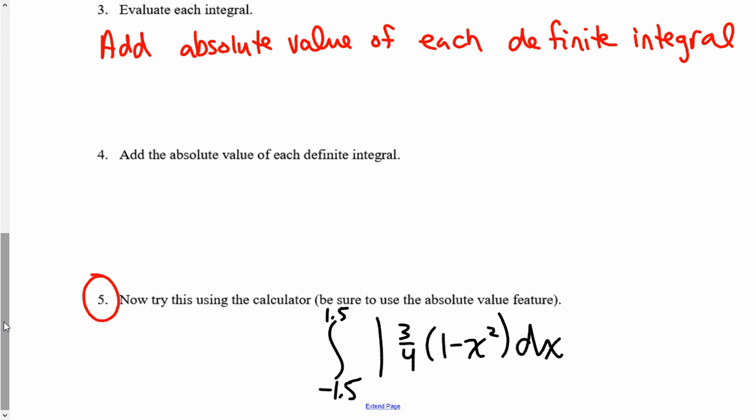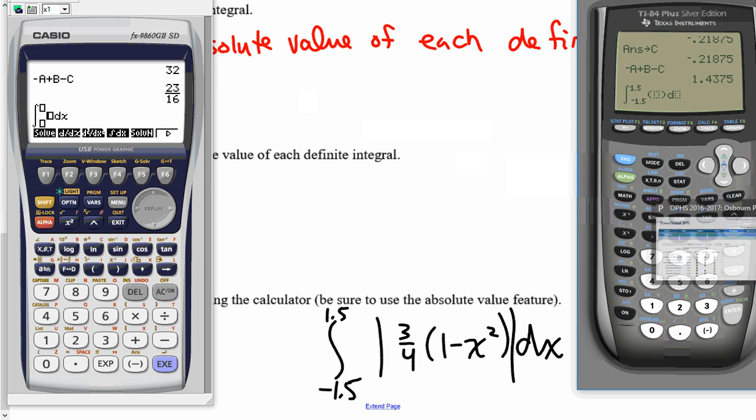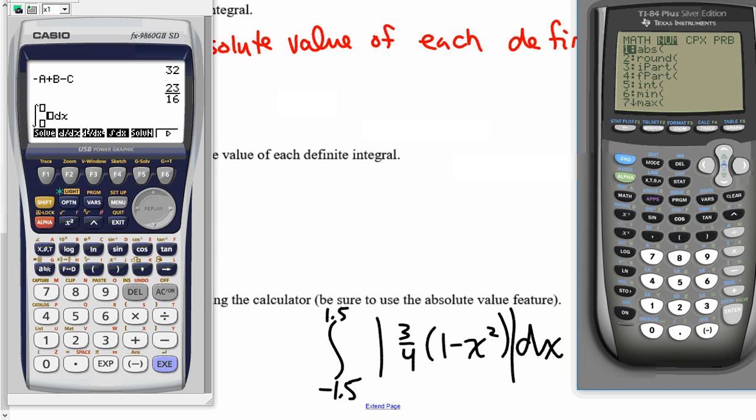So what I need to do is put that absolute value into my calculator. I want to put in my negative 1.5 bound. Go ahead and put your bounds in. And then in my calculator, I want absolute value, which is under math, num, and then absolute value. And it puts those in. And then I want to put y1 in, which is in vars, then y vars, then function and y1. And then I still need to put in my x right here. And that should give me the same value that I had before.